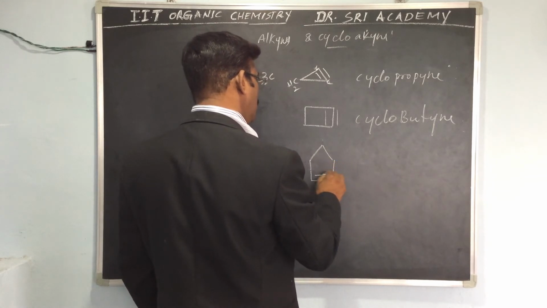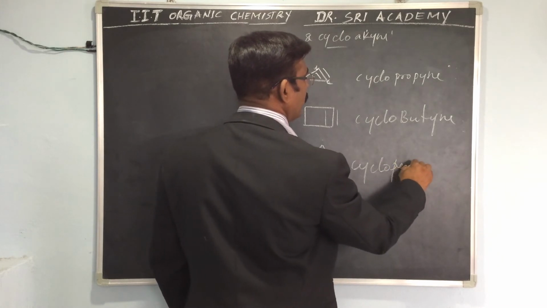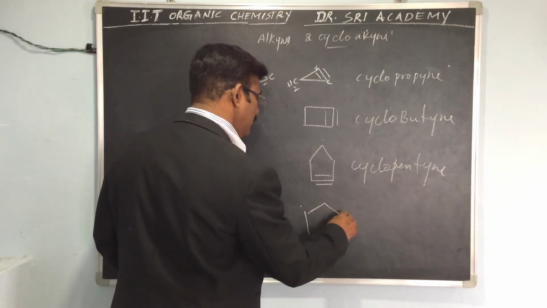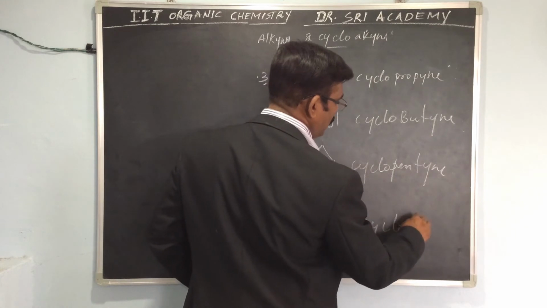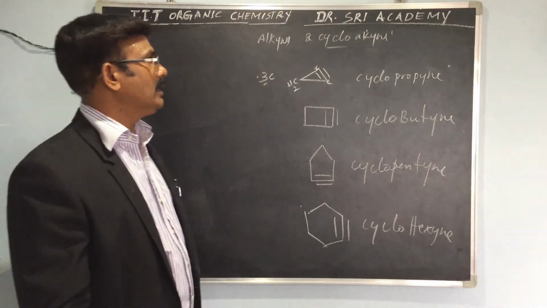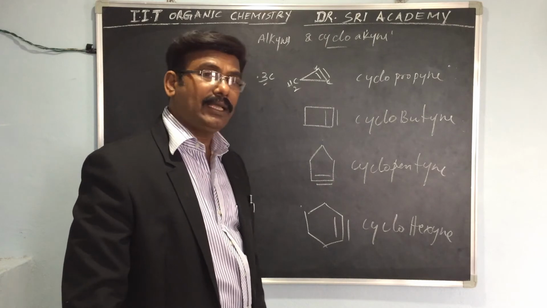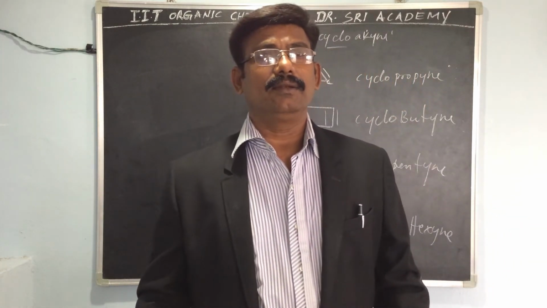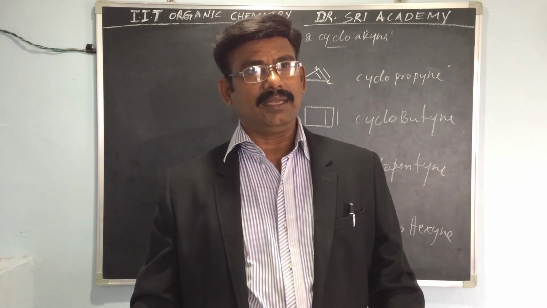This is cyclopentyne. Cyclopentyne, cyclohexyne. We can write cyclohexyne. Cyclopropyne, cyclobutyne, cyclopentyne, cyclohexyne, cycloheptyne, cyclooctyne, cyclodecyne. So these are the alkynes and cycloalkynes.